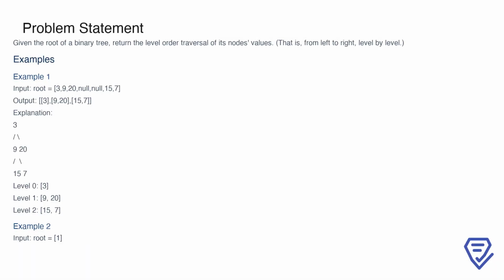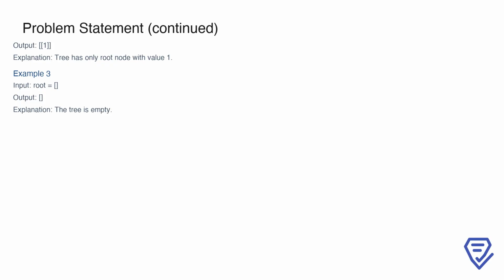Let's start by examining the problem statement for LeetCode problem number 102. You are given the root node of a binary tree, and your task is to return a list of lists containing the values of all nodes at each tree level, from top to bottom and from left to right within each level. Essentially, you need to output the result of a breadth-first traversal of the tree, grouping values level by level. Let's review the examples provided.